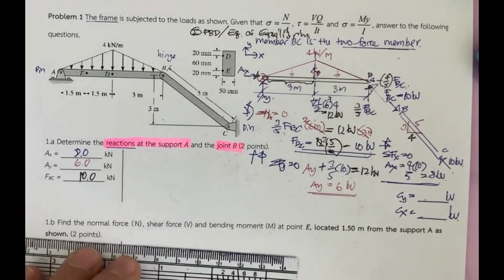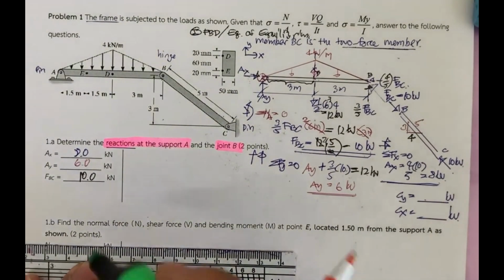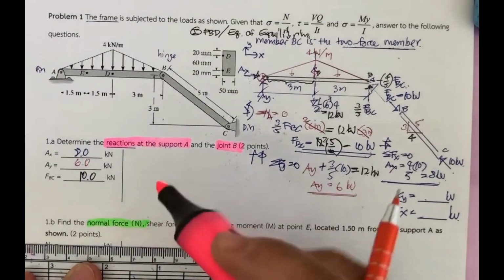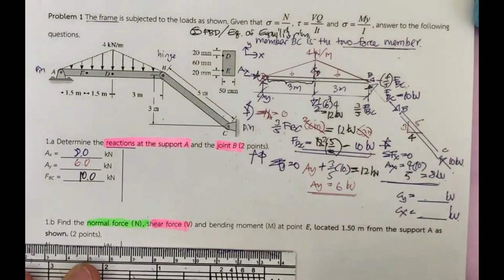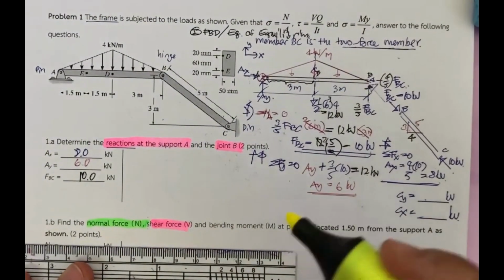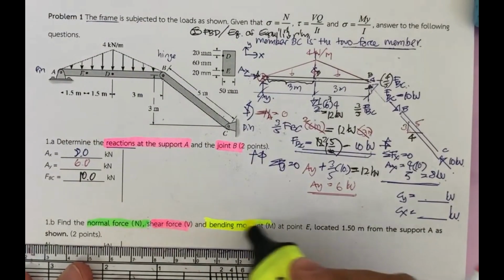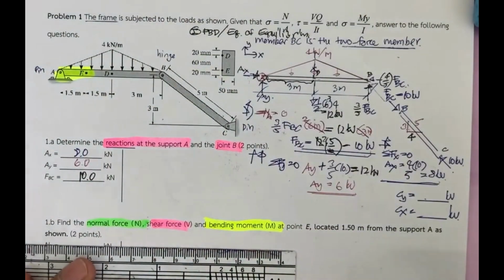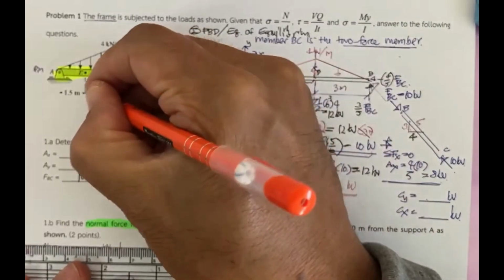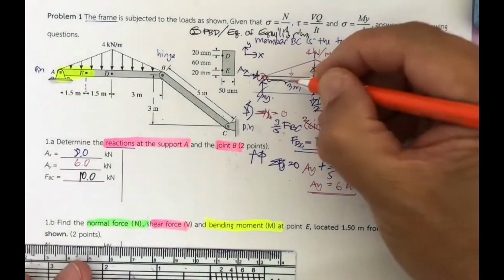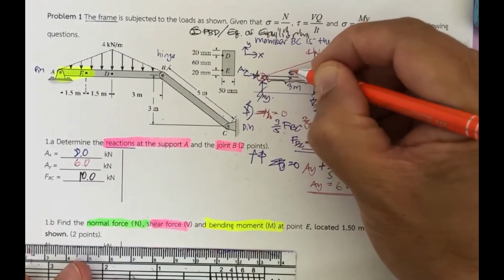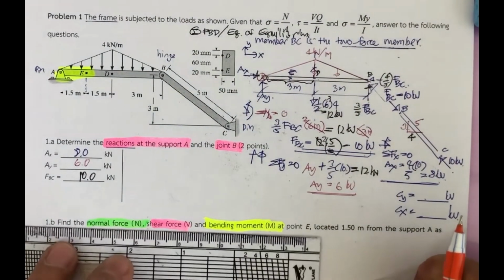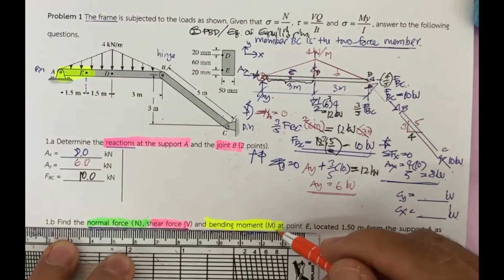Okay, and then later they ask us to determine the normal force and also the so-called shear force, and also determine the bending moment at point E. So where is the point E? You go back, and this is going to be the point E. The point E is at the middle of the portion AD. So that means this is going to be the point E, 1.5 meters, and they ask us to determine the internal forces and internal moment.